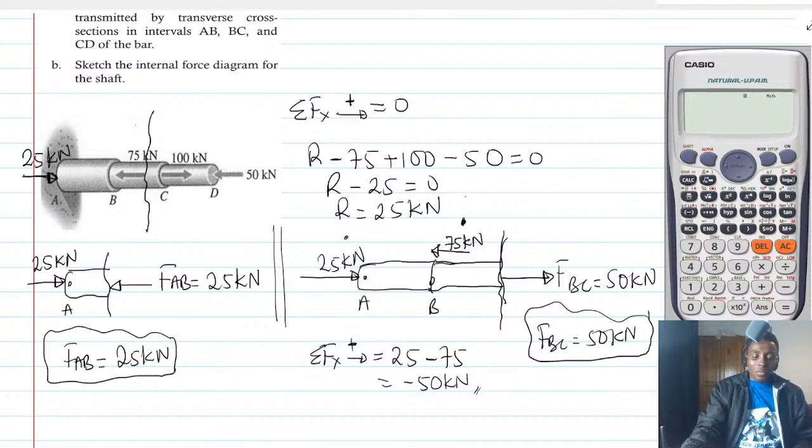Okay. So now we have to look at the last part. So you cut here. Now interestingly, what do you have?